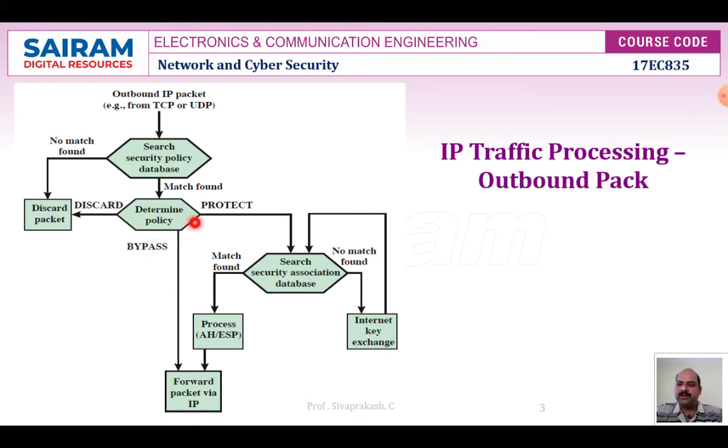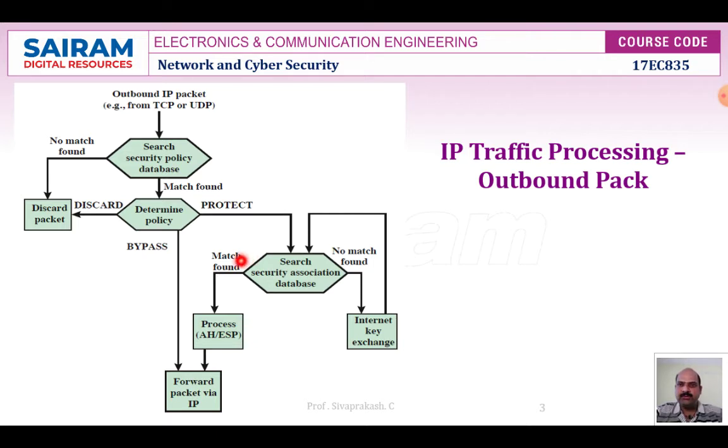If the security policy database has the policy protect, then a search is made in the security association database for a matching entry. Here two outcomes are possible: either a match can be found in the security association database, or no match is found, in which case some other process is invoked. First, we will see the condition where a match is found.